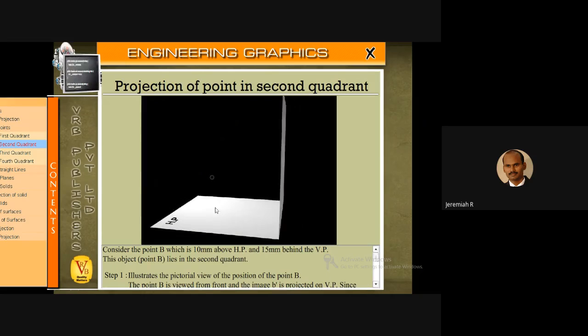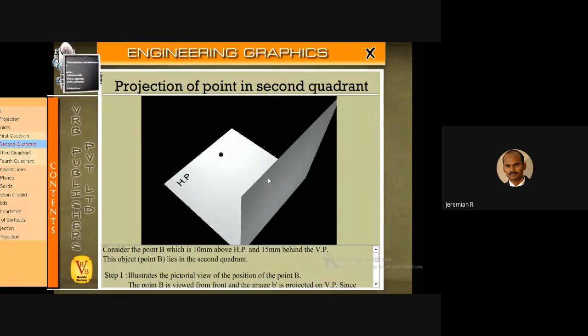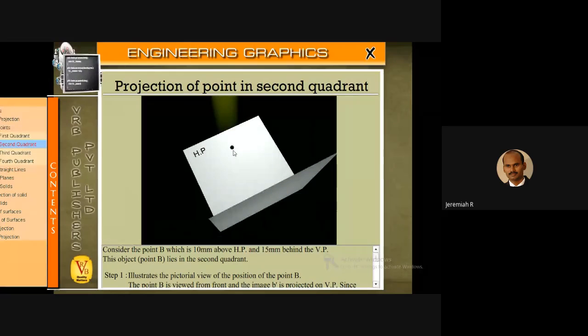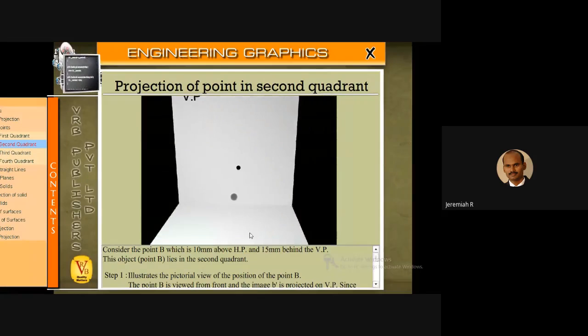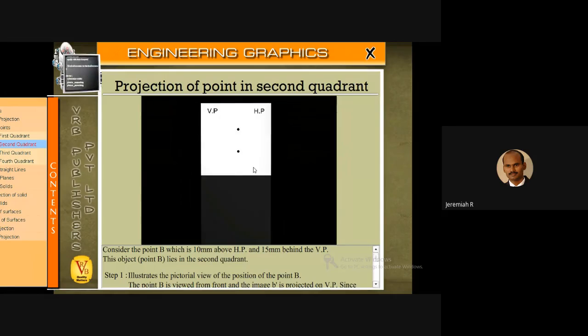Always HP you rotate in clockwise direction. You see from here, you will get a point here. That is the front view. You see from the top, you will get the top view on the HP. Always this HP is rotated clockwise. You just rotate, and you get both the points above the XY line.